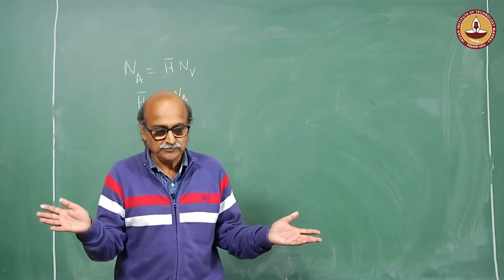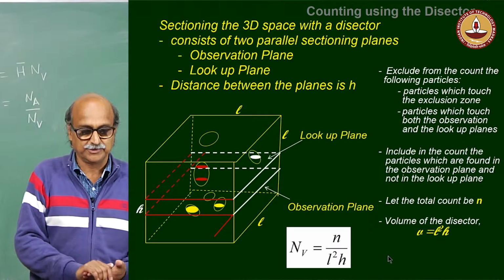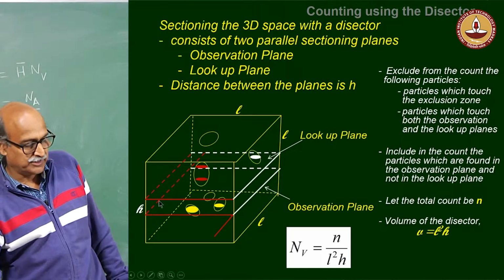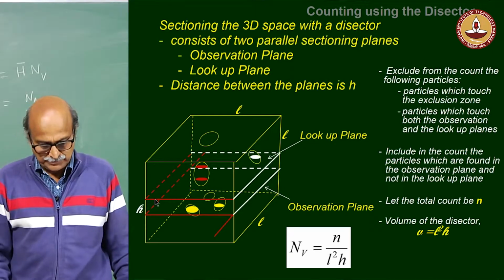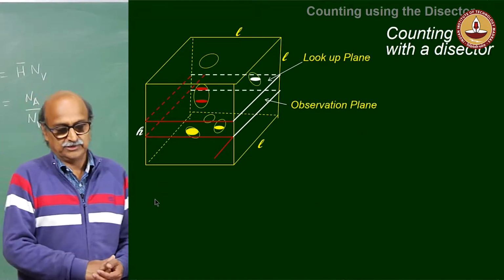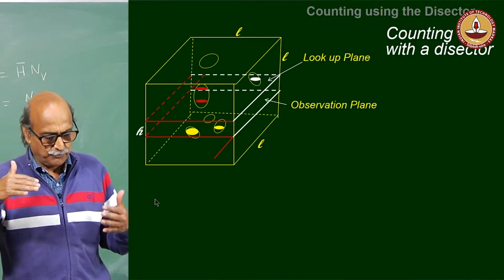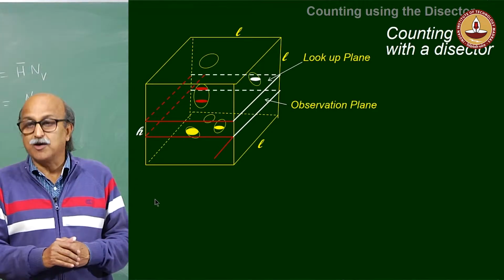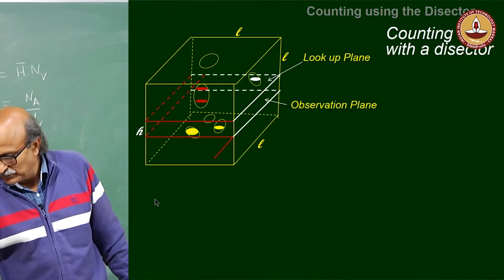You have to then exclude the particles as per the rules that I have already stated, and you have to do a very careful experimentation so that you get a very accurate value of the distance h between the two planes. Now, something more on the distance h. If we do not choose a proper spacing between the two dissector planes, then there can be counting error, and hence you will get erroneous value of the count.